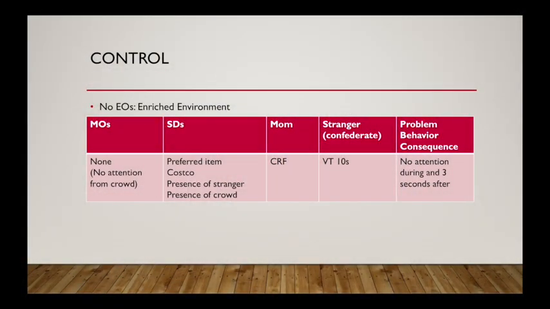Last, a modified control condition will be included. A true control condition should not include any MOs. However, this is not feasible in this case because the behavior is observed to only occur in Costco, and because a crowd is unlikely to provide continuous attention to the child. Therefore, a modified control condition which mimics a naturally occurring enriched environment at Costco is used. Any occurrence of the behavior in this condition will be ignored by all stakeholders.